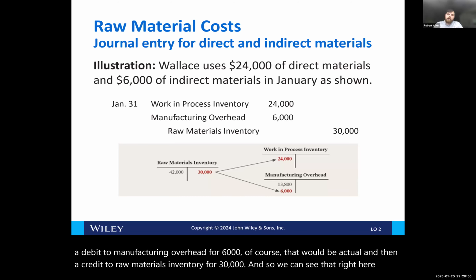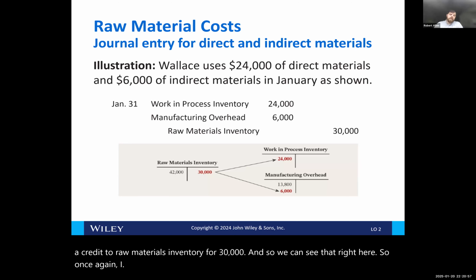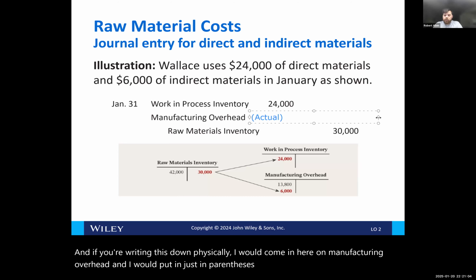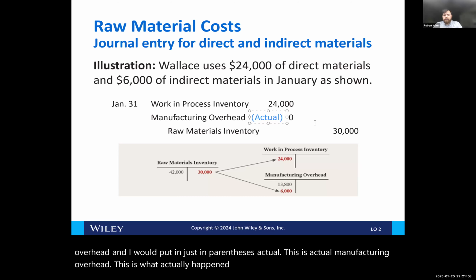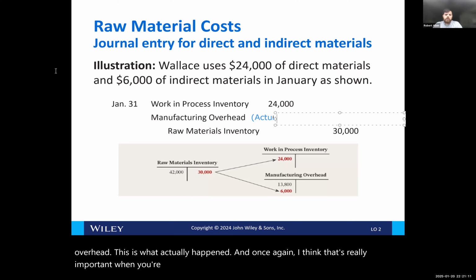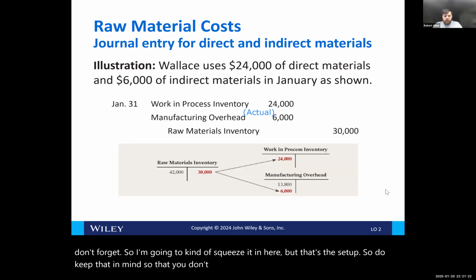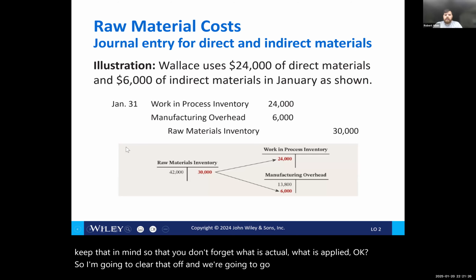Once again, I recommend if you're writing this down physically, I would come in here on manufacturing overhead and put in parentheses, actual. This is actual manufacturing overhead. This is what actually happened. And I think that's really important when you're learning this stuff so that you don't forget. So I'm going to squeeze it in here, but that's the setup. So do keep that in mind so that you don't forget what is actual, what is applied. Okay, so I'm going to clear that off and we're going to move to the next slide.